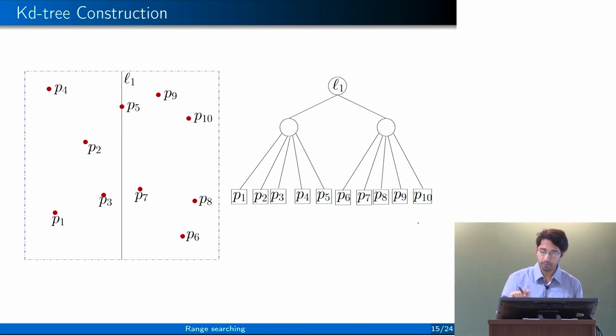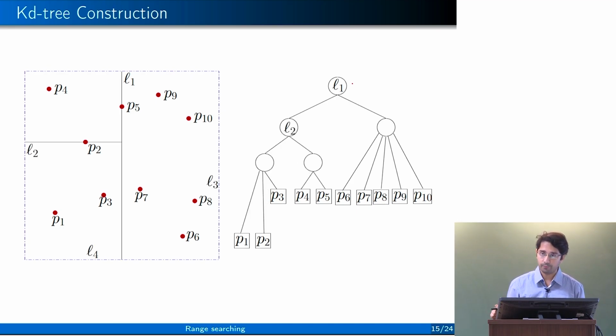So, suppose these are my points. L1 is the median x coordinate of all the points given, and this node represents the whole rectangle. This is some arbitrary rectangle that I have drawn, which encloses all the points. Then what I will do? I will find the median y coordinate of the left side of the points.